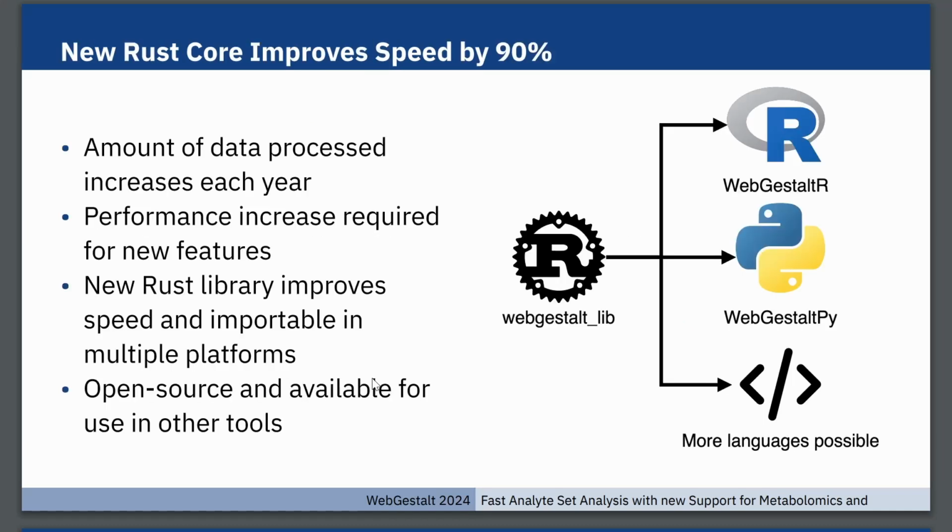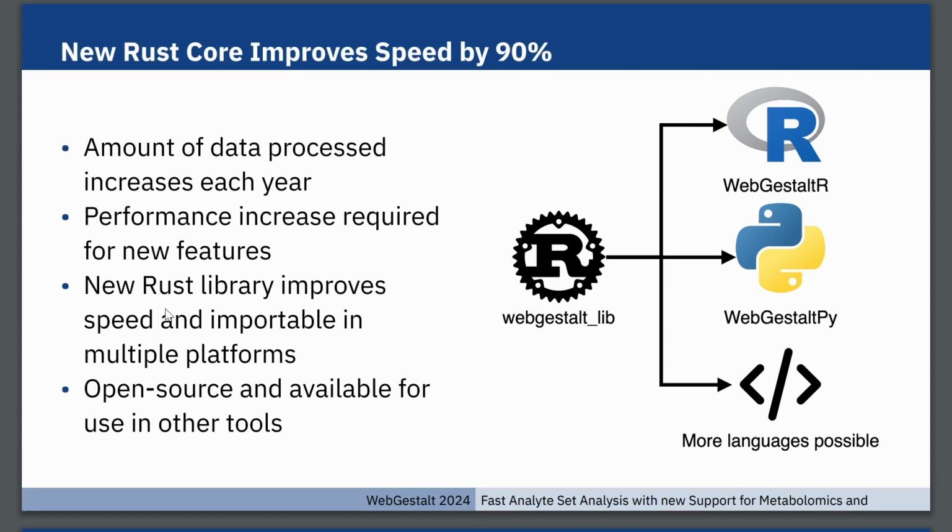And so I would love to talk about this a lot. I'm going to go a little broad here, but one of the things is how we address the performance issue: we created a new Rust core that powers all the packages that we work on. And this was done because the amount of data that we process is increasing every year. And as we know, for multi-omic integration, we're going to be processing at least 3 times the amount of data that we would normally.